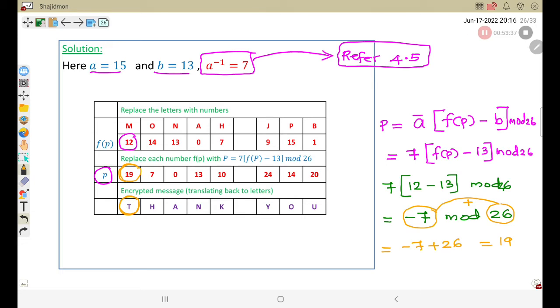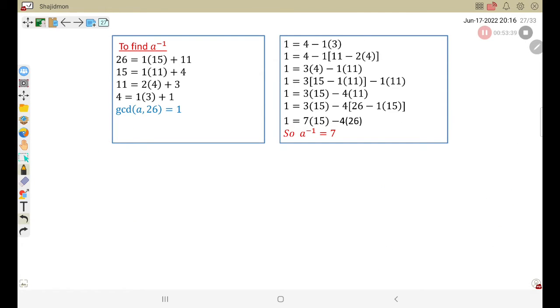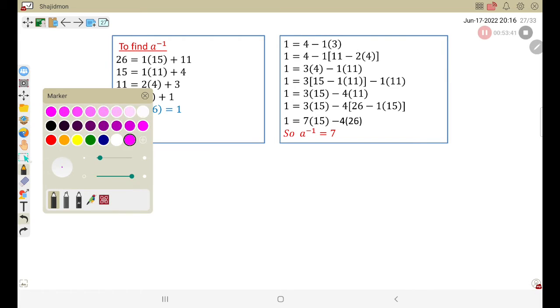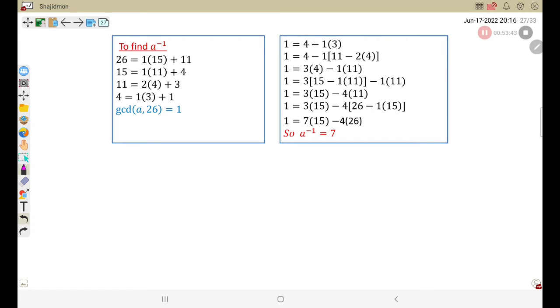You will get "thank you", the same message, thank you. So for finding the inverse, you can refer to section 4.5. See, I did it here. You can see I already discussed how to find A inverse. Okay, what do you need to do? First you need to find the GCD of A and 26.